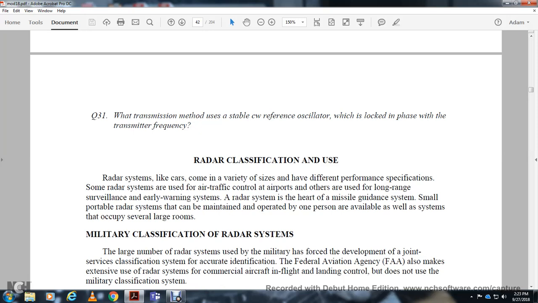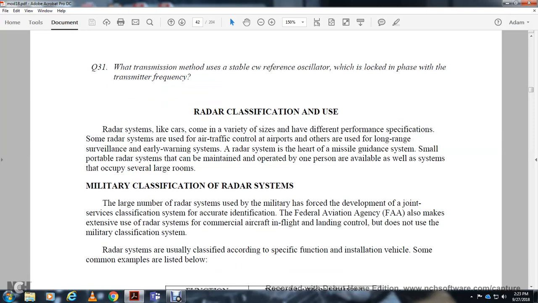Alright, radar classification and use. Radar systems come in various sizes, with different performance and specifications. Some radars are used for air traffic control at airports, others for long-range surveillance, early warning systems, and missile guidance systems. Small portable radar systems can be maintained and operated by one person, while the largest weapons systems occupy several large rooms.